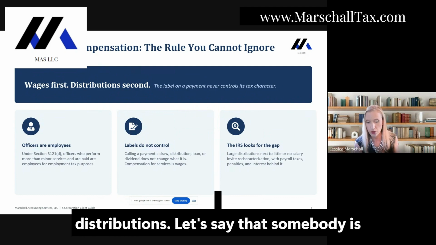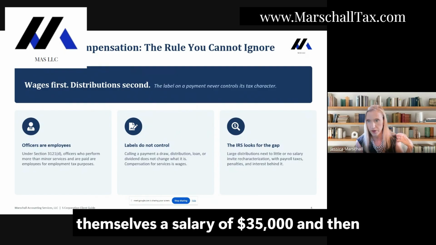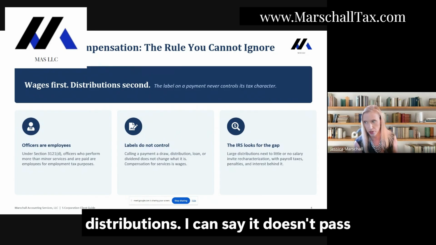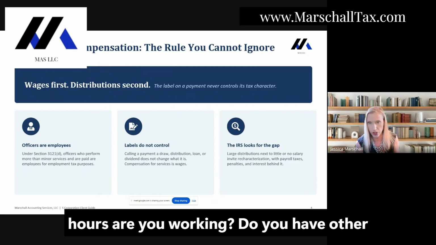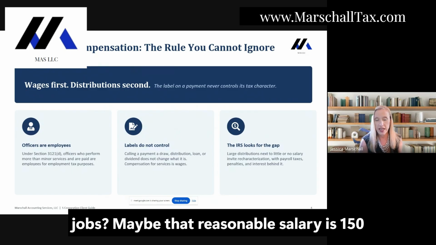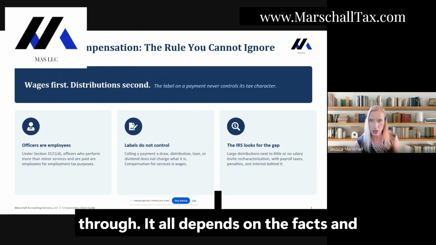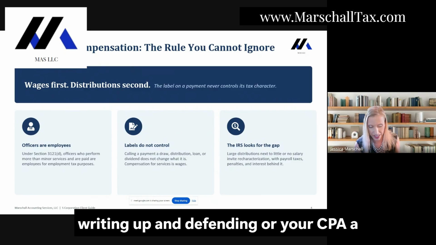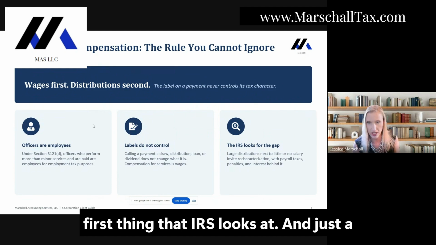Let's say that somebody is running a law firm and they give themselves a salary of $35,000 and then they pass through $500,000 in distributions. I can say it doesn't pass the sniff test. We look more at how many hours are you working? Do you have other jobs? Maybe that reasonable salary is $150,000 and the excess can be passed through. It all depends on the facts and circumstances, and it depends on me, or your CPA, writing up and defending a reasonable compensation. But that is the first thing the IRS looks at.